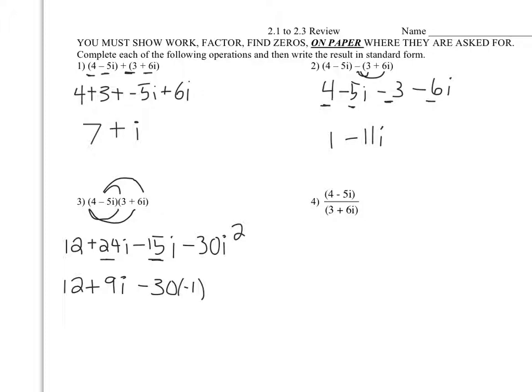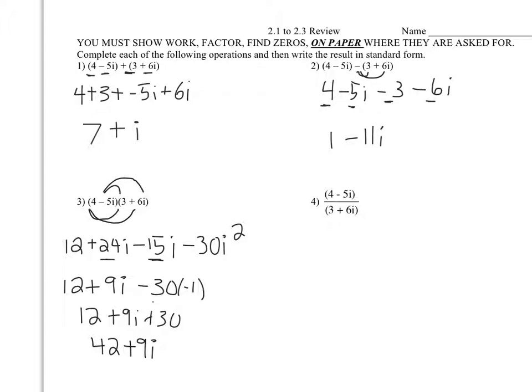So then I'm still not quite done, because this minus 30 times negative 1 is going to end up becoming a plus 30. And then I can combine those numbers again. So 42 minus 9i would be, or 42 plus 9i would be my final answer.